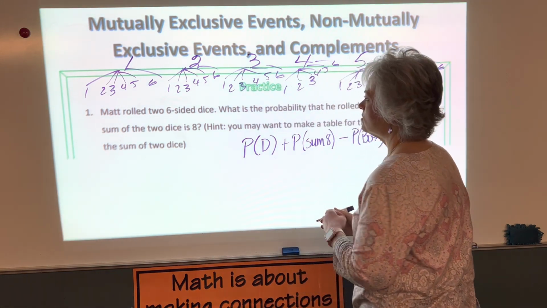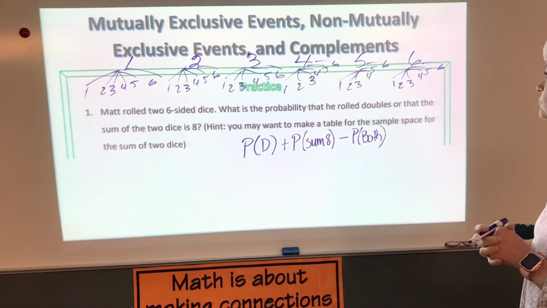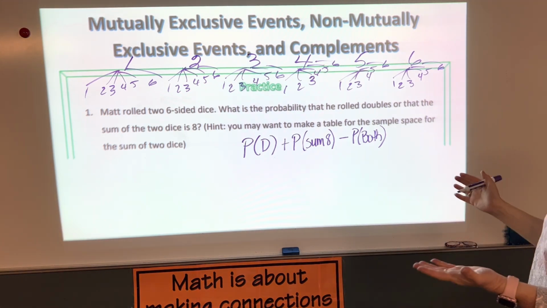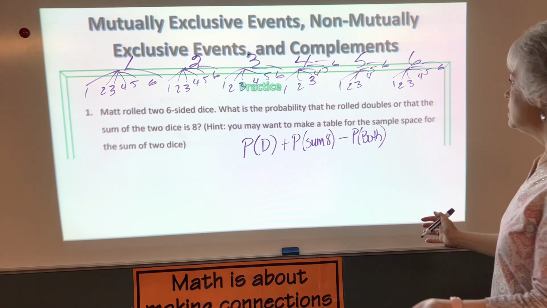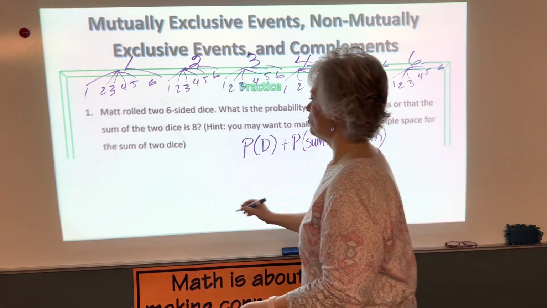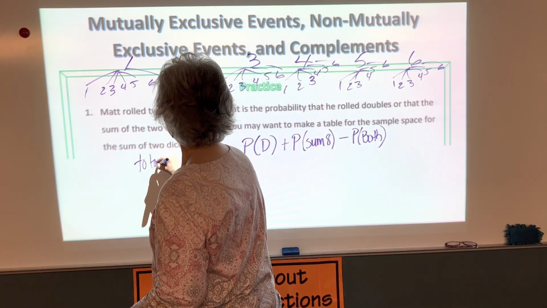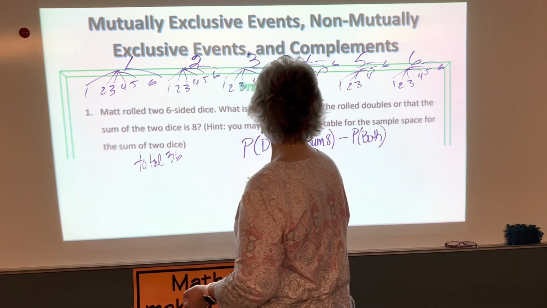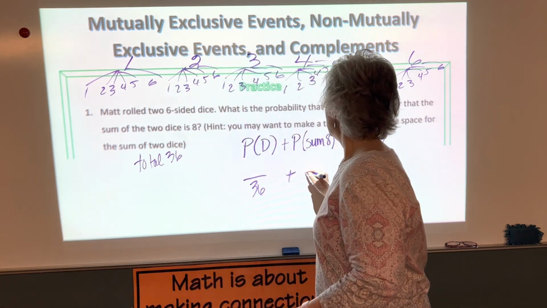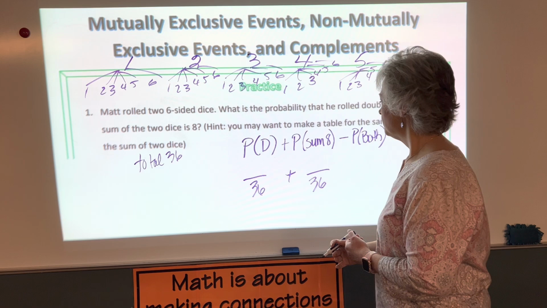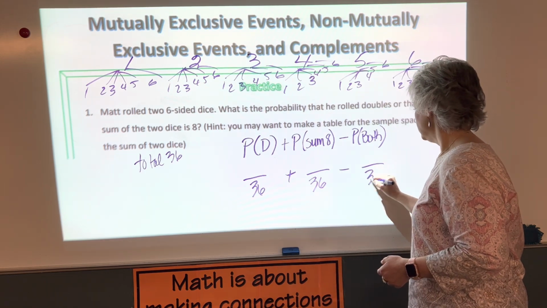All right, so 2 6-sided dice, and these are the possible outcomes. And so there are 36 total. All right, so out of 36, and then we're going to subtract from the 36.